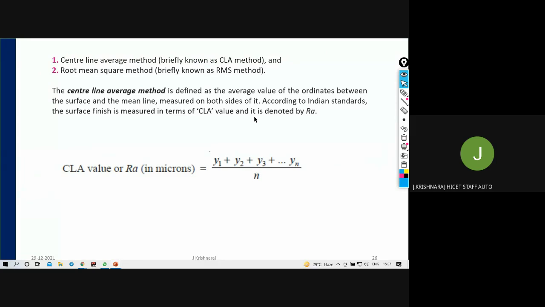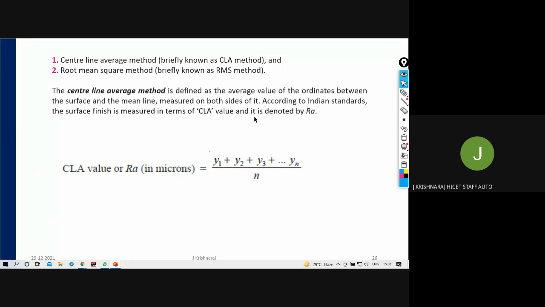You have to calculate these node points, called Y1, Y2, Y3 up to Yn, and sum their lengths, divided by the number of node points, like Y1, Y2, Y3 until Y30, divided by 30. The center line average method means the center line is drawn for the average of these ups and downs. We have deviations, and if you take the average of these values and draw the center line, that is the CLA method. It is in terms of microns only, because we cannot observe it with our human eyes.